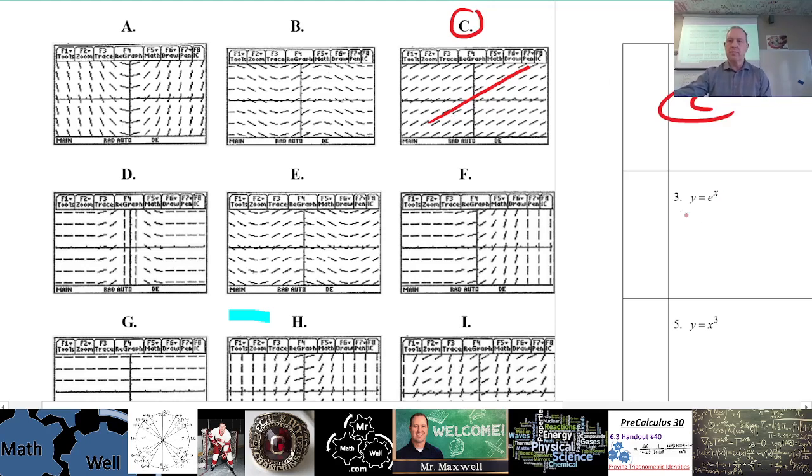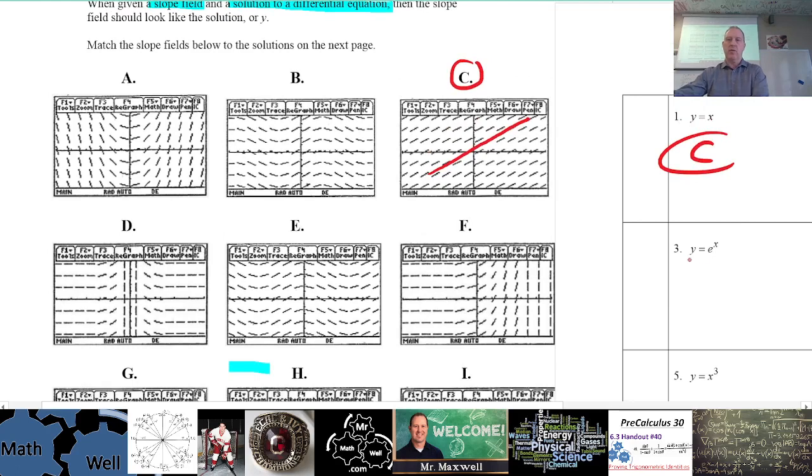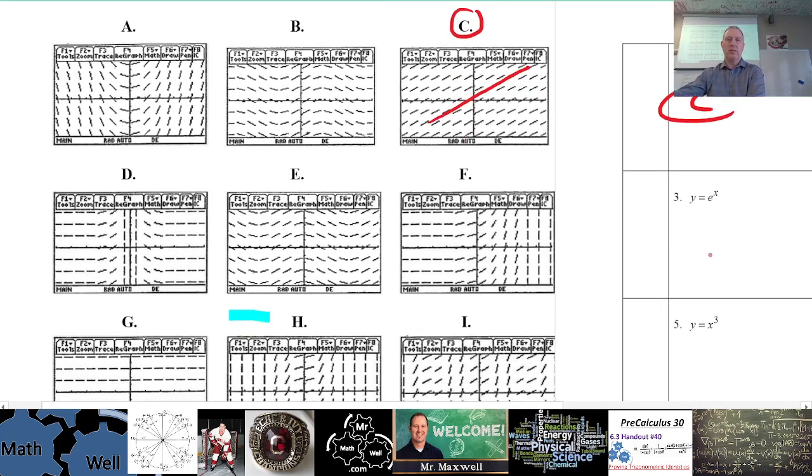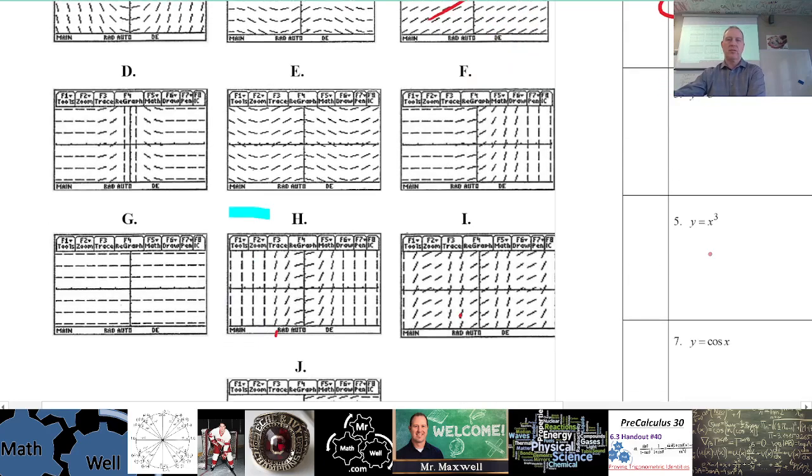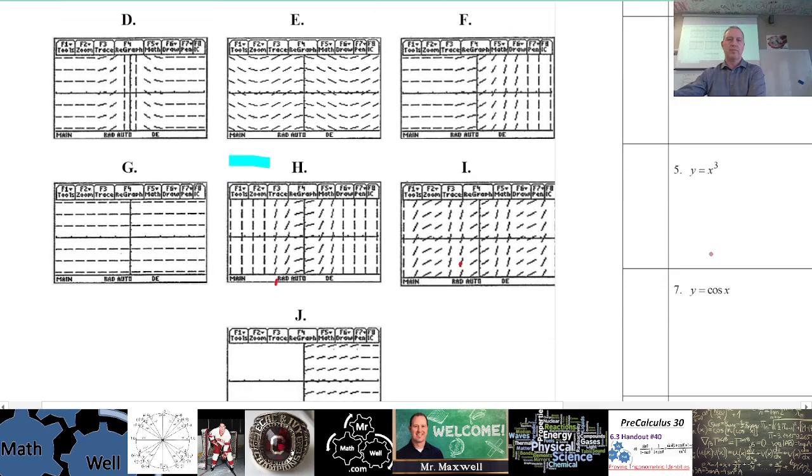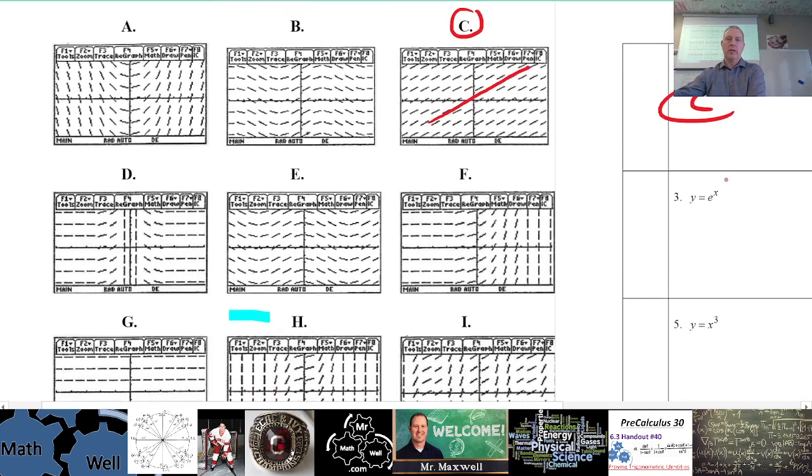I'll skip down to number 3 here. Number 3 is y equals e to the power of x. So where do you see y equals e to the power of x on this paper? Any guesses? It looks like F right here. If you want to just draw it in there to see if it might work, yep, that's exactly where it is. So that one's F.